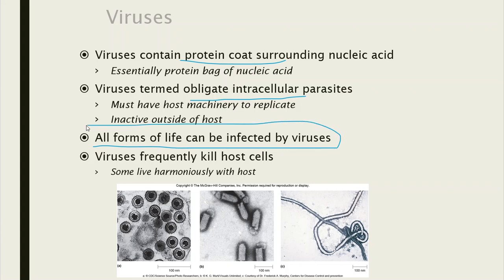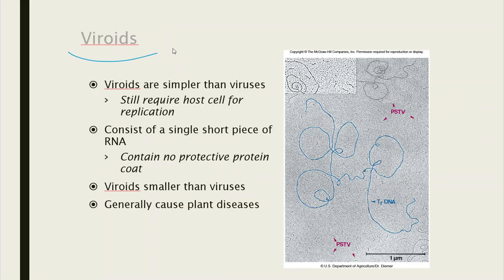Every form of life can get a virus. Believe it or not, bacteria are attacked by viruses. Viruses, very frequently, will kill the cell that they live in, most often just by bursting it. They'll make so many copies of themselves until they just pop the cell. Some of them can live harmoniously for a little while, and then they'll kill. We'll talk about that in the appropriate place.